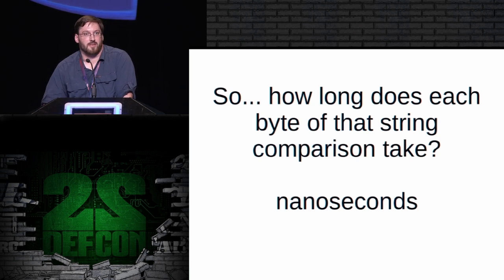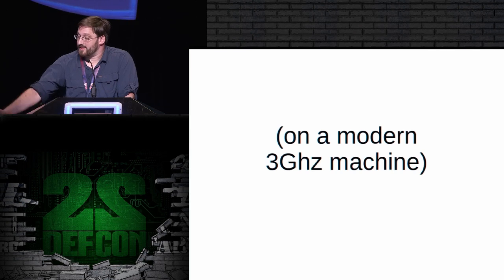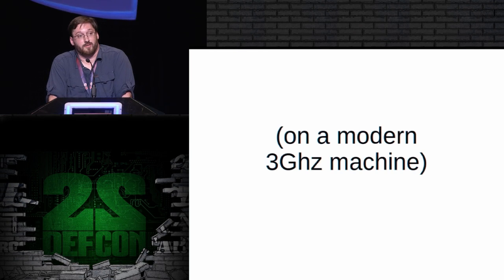So the string comparison timing difference that I talked about earlier is on the order of nanoseconds of a difference, but that's on a 3 gigahertz machine. This device down here is only 120 megahertz. It's running a little embedded processor. It doesn't do multiprocessing. It is not very smart.